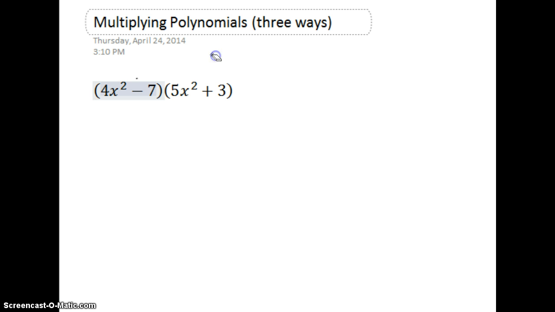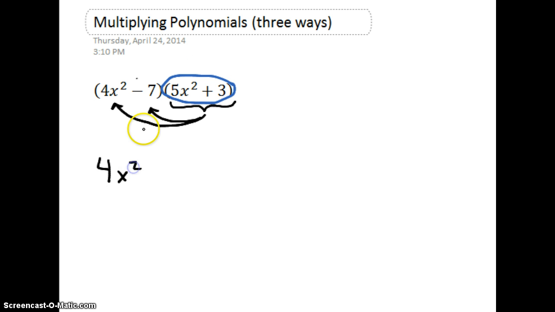In this case, I'm going to use right distribution. I'm going to take this entire set of parentheses and multiply it by 4x squared and negative 7. So if I simplify this, let me circle this in blue so it's easier to see. I get 4x squared, and I'm going to multiply that by 5x squared plus 3, and then I'm going to subtract 7, and again this blue, 5x squared plus 3.